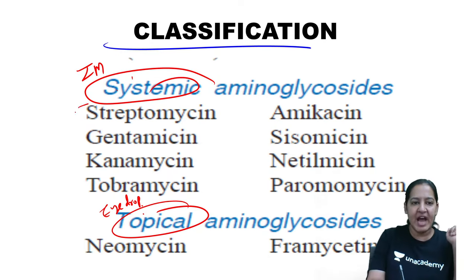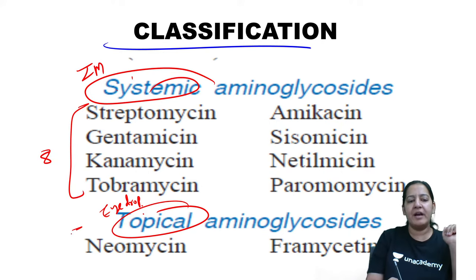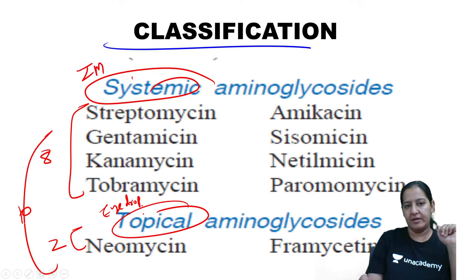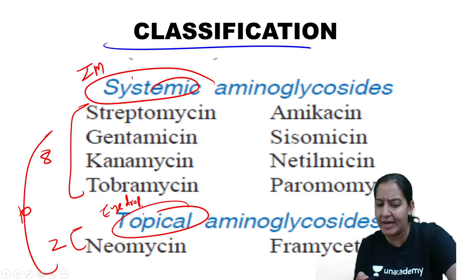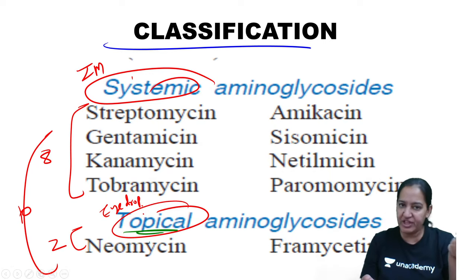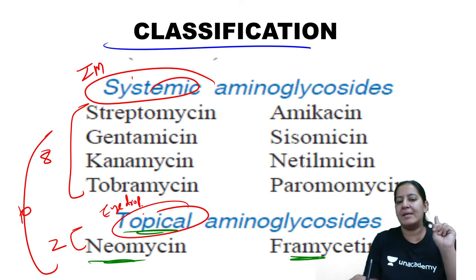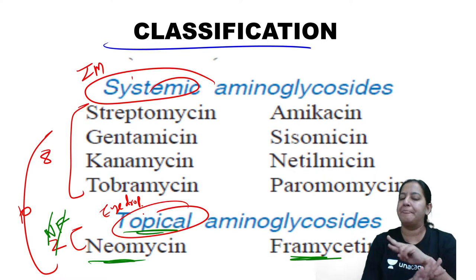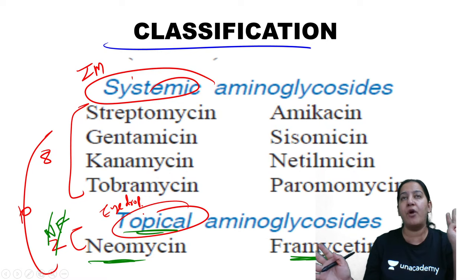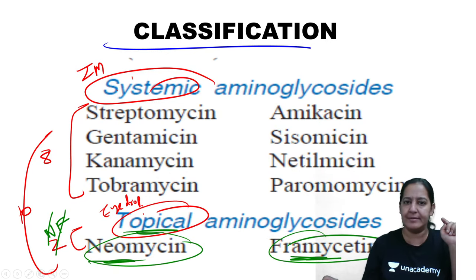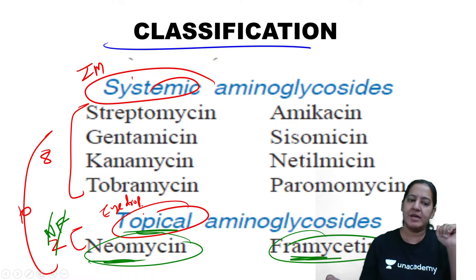In the systemic, we have 8 options. In the topical, we have 2 options. So total 10 aminoglycosides are available in the world. Learn the classification first. Classification is very important. In the topical, only 2 are there. Let's finish that first. So neomycin, framycin, NF. Neomycin and framycin. These are the 2 topical ones, for which neomycin has eye drops and framycin has ointments. So ointments and eye drops are available.